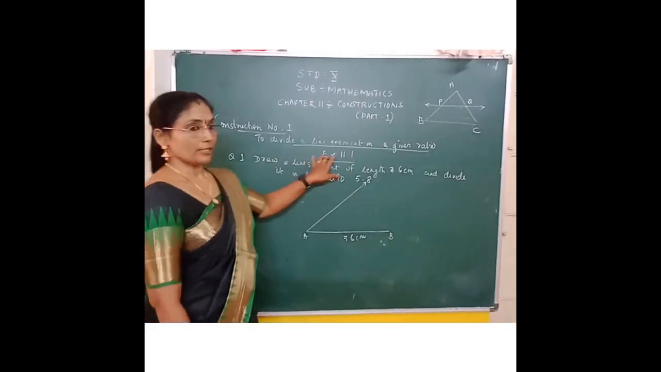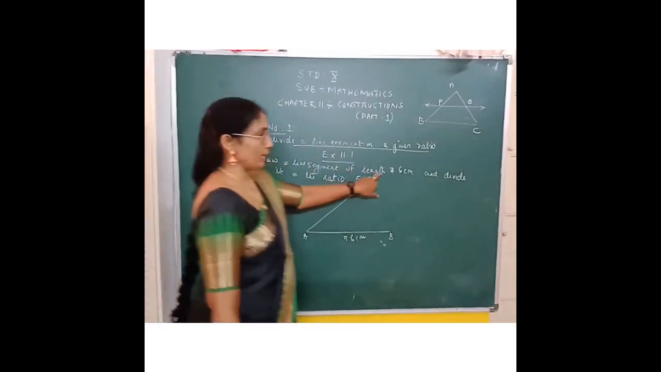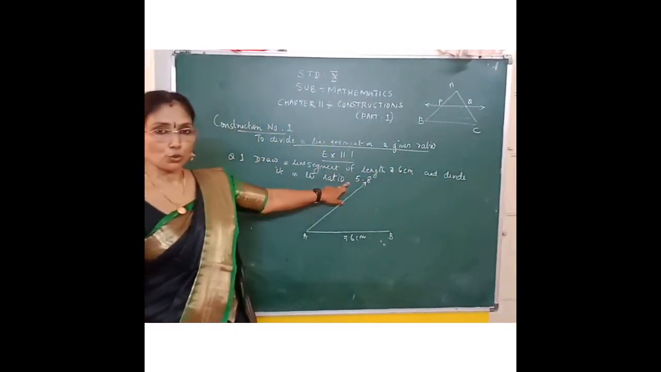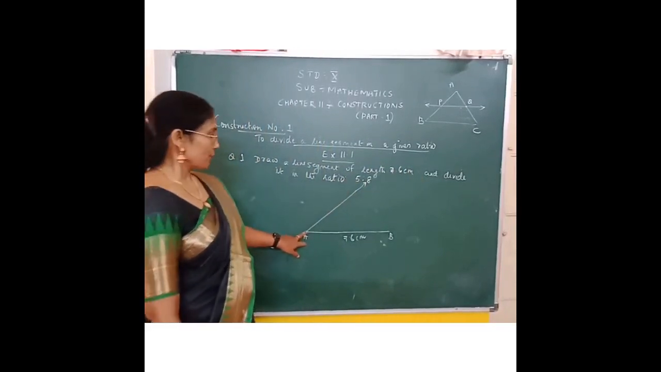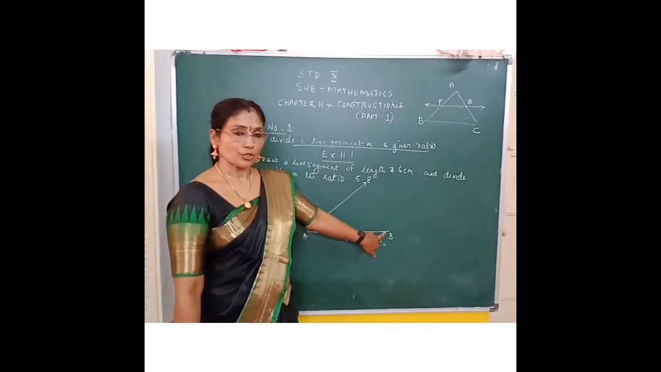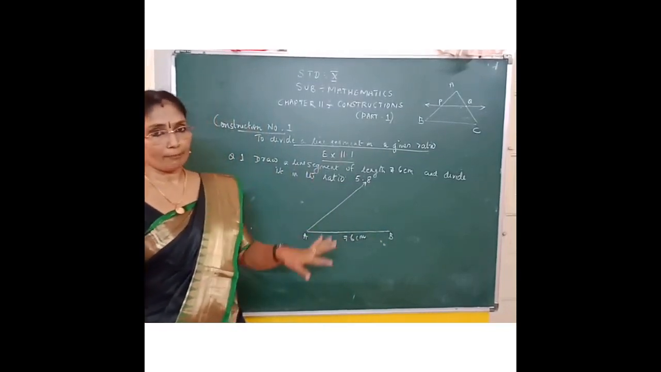Now in your exercise 11.1, question number 1. The first question is: draw a line segment of length 7.6 centimeters and divide it into the ratio 5:8. Firstly, you have to draw the line segment AB of length 7.6 centimeters. Then, for the next step, I am using the second method only.